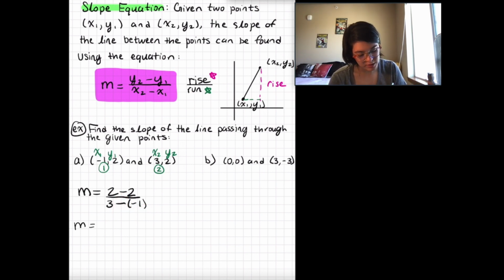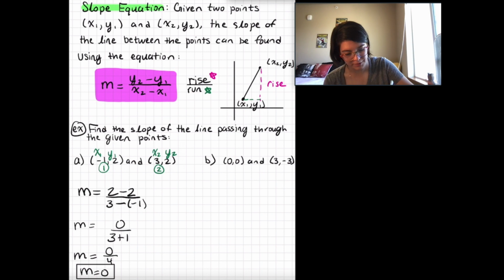So on the top we have 2 minus 2, which is 0. And on the bottom we have 3 minus negative 1. Remember, 2 negatives makes a positive. So we have 3 plus 1. So our slope is going to be 0 over 4. But 0 over anything is just 0. So this tells us we have a slope of 0.